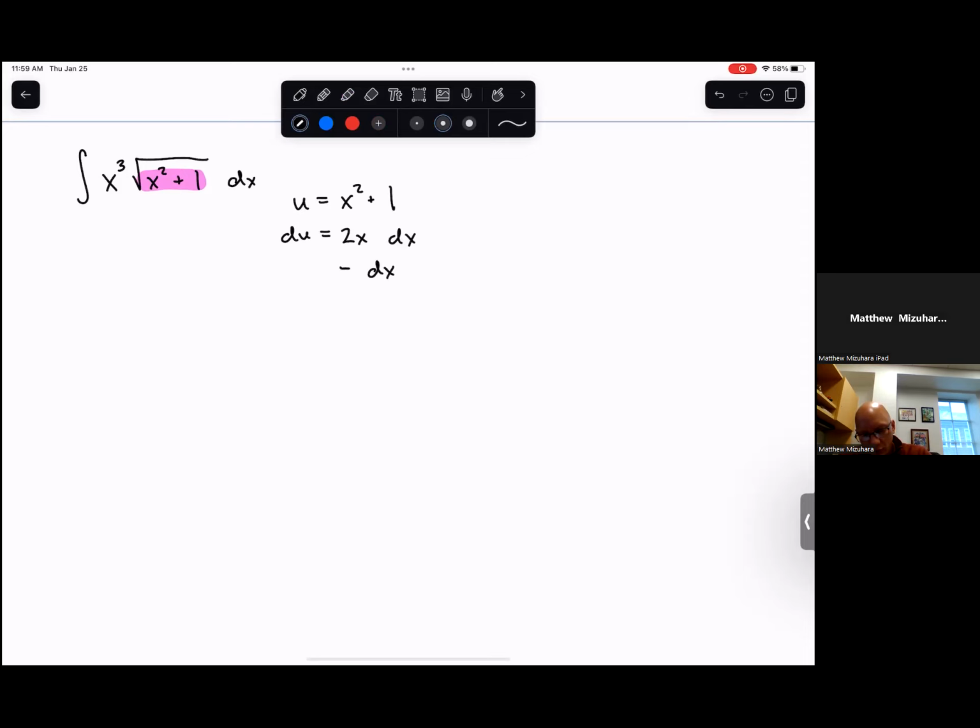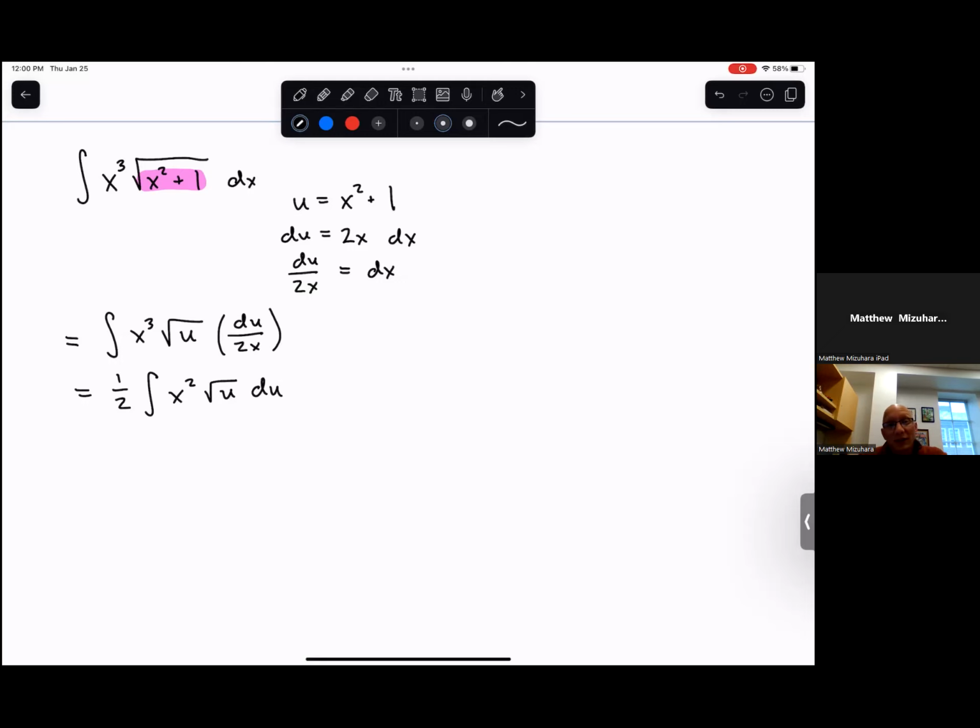And I like to always solve for the dx, so du over 2x is dx. Okay, let's go ahead and plug all of this in. So my integral now becomes the integral of x cubed square root of, so the x squared plus 1 becomes a u, and the dx becomes du over 2x. So now I'll pull out the 1/2 in front and simplify a little bit. X cubed divided by x leaves me an x squared left over, square root of u du.